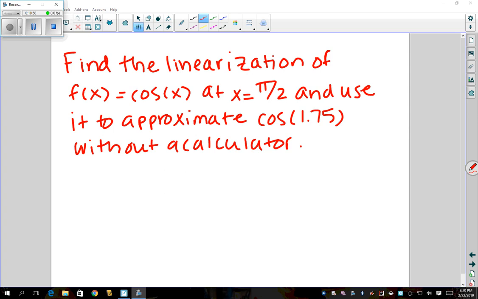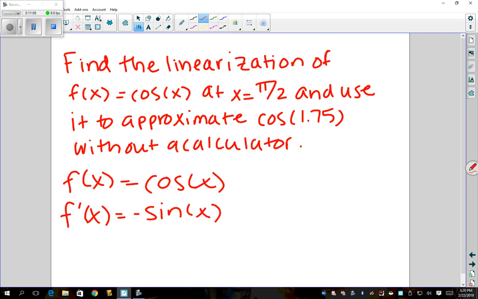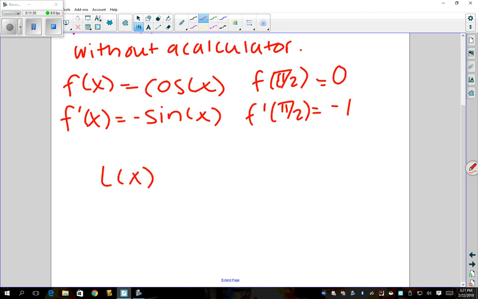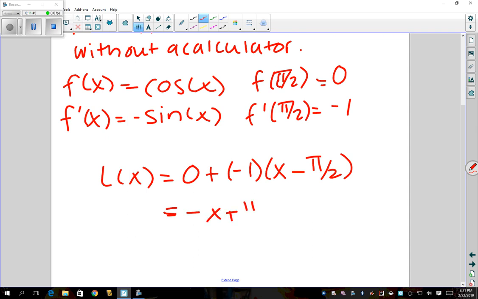So first we need to find just our regular, so our f of x equals cosine x. We're just going to go through the same process as we do with our Taylor polynomials. F prime is negative sine. And then we are focused on pi over 2, f of pi over 2, that is equal to 0. And then f prime of pi over 2, that's negative sine, and that's equal to -1. And so our linearization formula, we take our f of a, which is 0, plus our f prime of a, which is -1, times x minus pi over 2. So this looks like just negative x plus pi over 2.